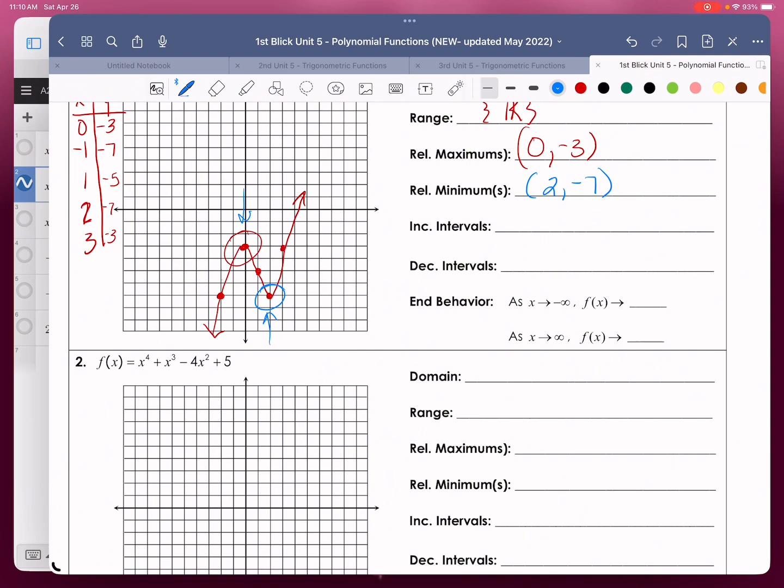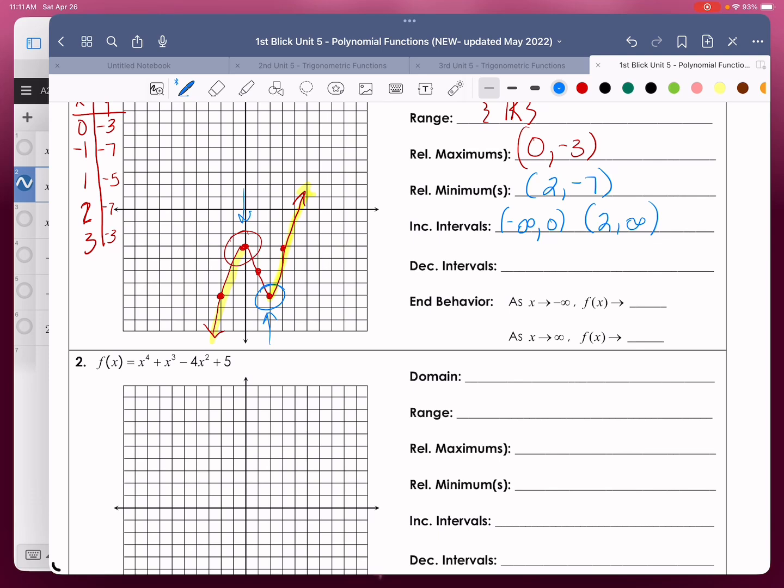So our first interval is from here to here, and that's increasing. And where is that interval? Well, it's from -infinity all the way to 0. That's where it changes. What's our next increase, from here to here? See, it starts increasing here. So our next increasing interval is going to be from 2 to +infinity.